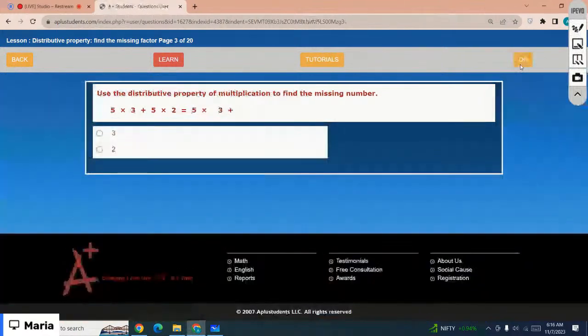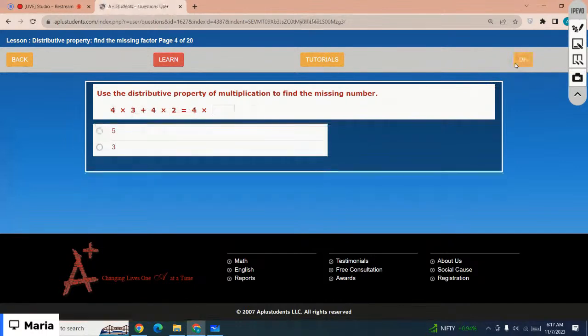Use the distributive property of multiplication to find the missing number. Okay, which number is missing? 5 times 3 plus 5 times 2 and 5 times 3 plus the missing number. So which number is missing? Very good. The missing number is 2, right? You can see here 5. That means these two have to be added. So that is 3 plus the missing number is 2.